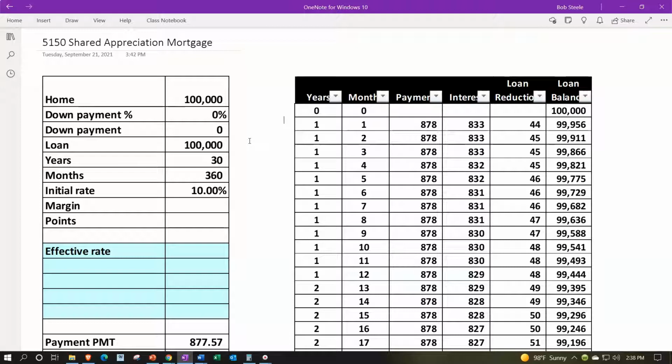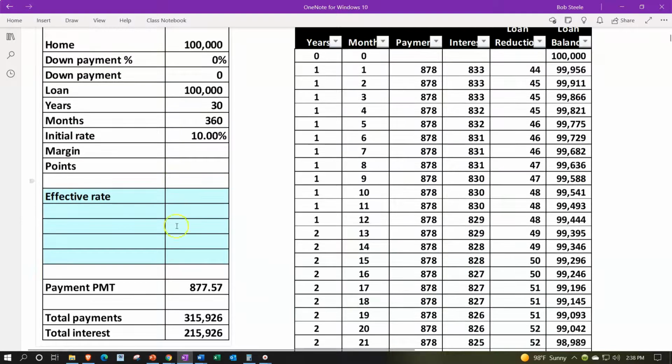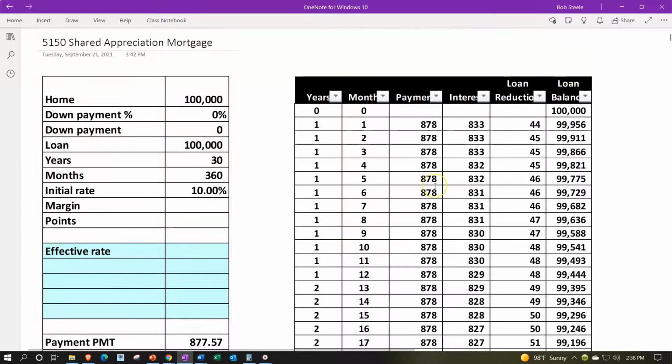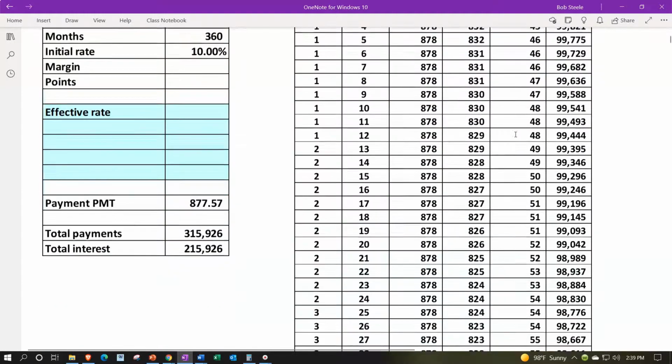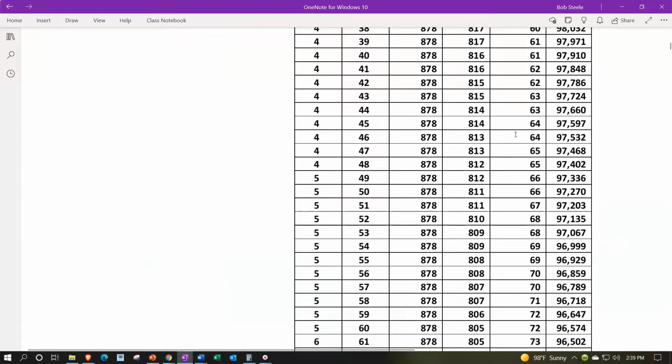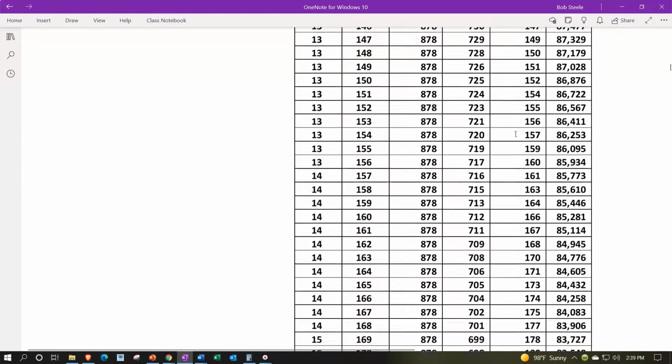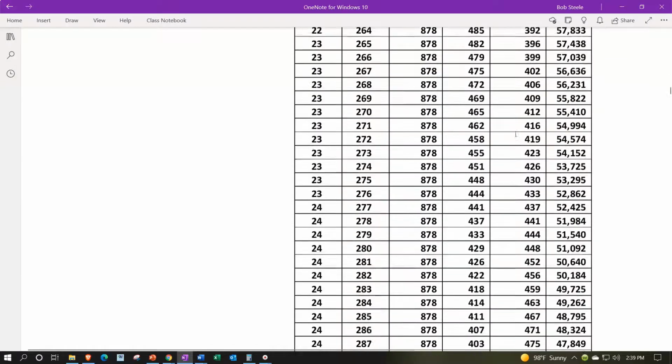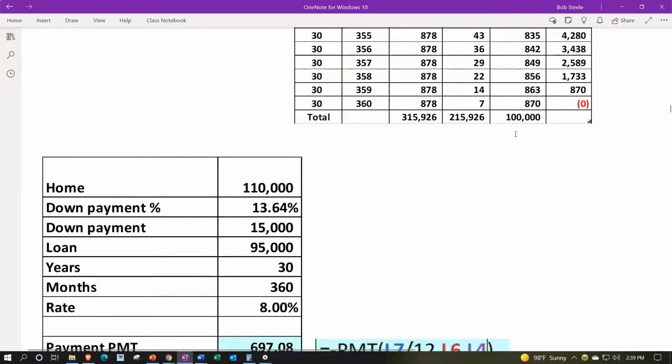First, just looking at a standard 30-year fixed loan at the 100,000, years 30, months 360, rate 10%. In this example, payments can then be calculated using the PMT payment function: 877.57. An amortization table can then be constructed with the payments all the same all the way down, interest and loan reduction being split out, the interest decreasing as the loan goes by, the loan reduction increasing, and the loan being fully amortized at the end of the term, at the end of 30 years or 360 payments, indicated by the zero down below.